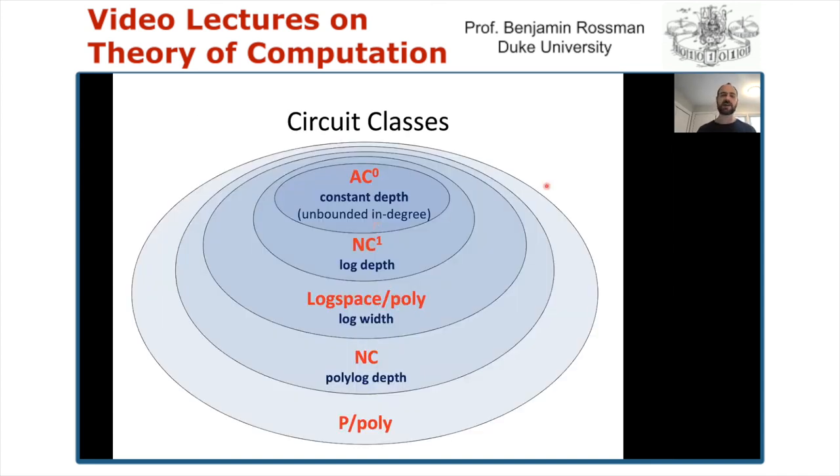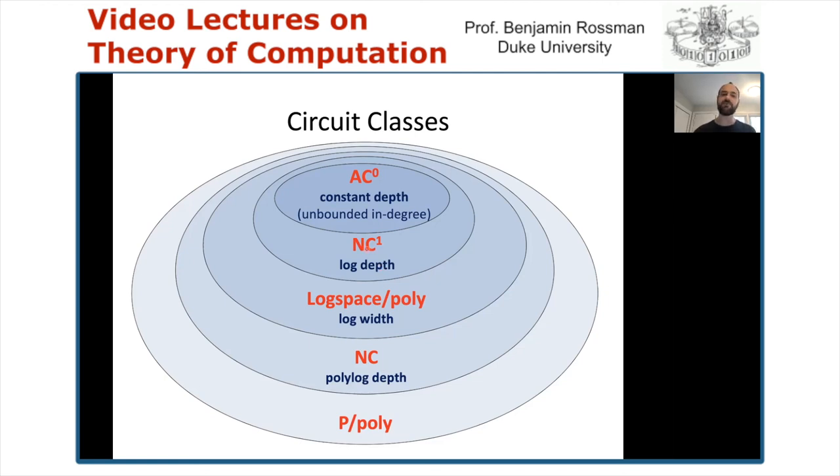So this is the last slide. Just to conclude, I wanted to mention some of the other complexity classes that are studied in circuit complexity in the non-uniform setting. We've already discussed some of these. We have P/poly, which is poly-size circuits. NC1 is log depth circuits. It turns out that's contained in this class log space/poly, log width poly-size circuits. And that is contained in NC, which is polylog depth circuits. And this is sort of the non-uniform version of efficient parallel algorithms, so algorithms running in polylog time on polynomially many processors.